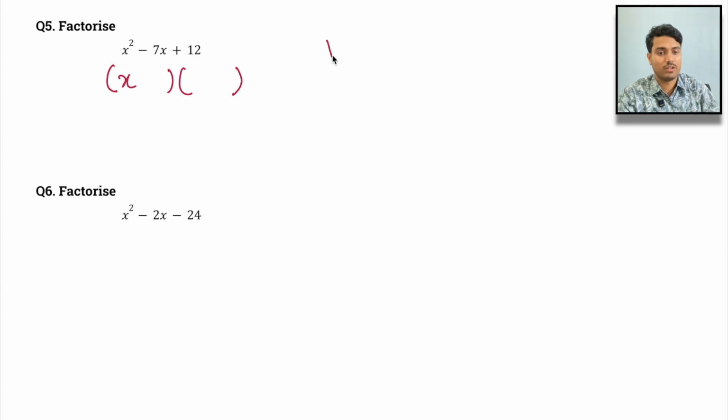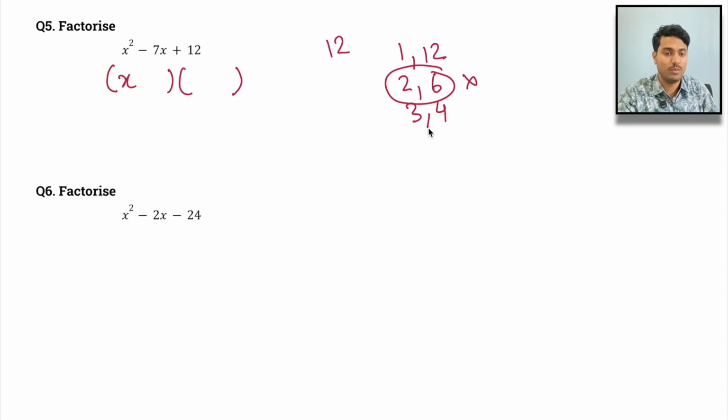So first list down the factors of 12. So factors of 12 will be 1 and 12, 2 and 6, and 3 and 4. So 1 and 12 we cannot take, because if you add and subtract you will not get 7. 6 and 2 you cannot take again, because if you multiply you will get 12, but if you add and subtract you will not get 7. So the only possibility is 3 and 4. But which one to take positive and which one to take negative, that is what we have to decide over here. Or do we have to take both negative?